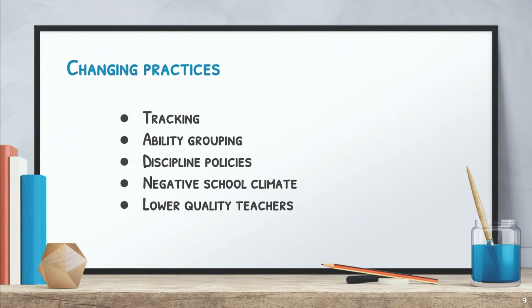Next is ability grouping, and that refers to a design strategy that places students with similar skills together. This often results in less rigorous instruction and lower expectations for students who are thought to have lower skills. Data are also used to inform discipline policies, which disproportionately favor the dominant group over other groups.